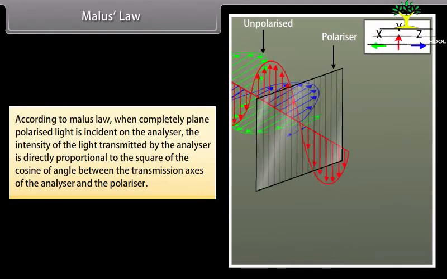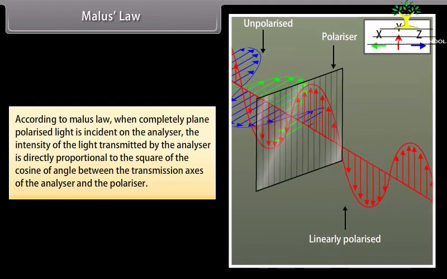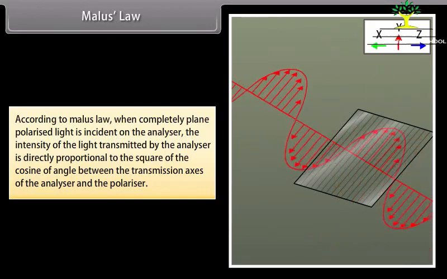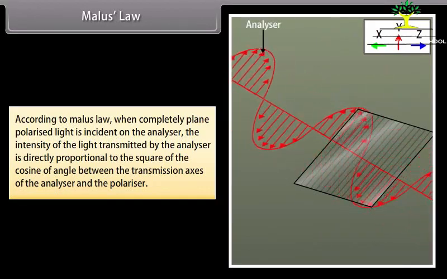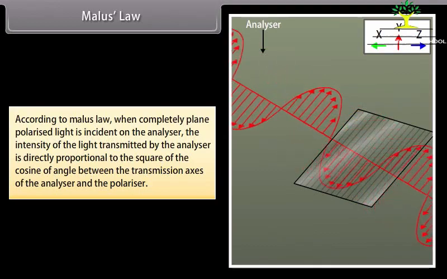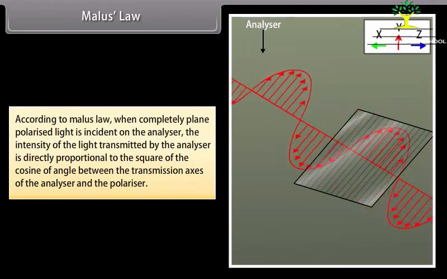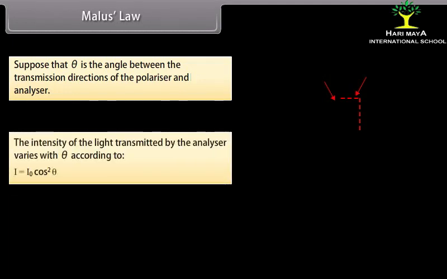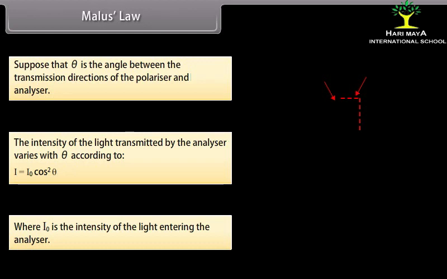According to Malus's Law, when completely plane polarized light is incident on the analyzer, the intensity of the light transmitted by the analyzer is directly proportional to the square of the cosine of the angle between the transmission axes of the analyzer and the polarizer. Suppose that theta is the angle between the transmission directions of the polarizer and analyzer. The intensity of the light transmitted by the analyzer varies with theta according to I equals I naught cos squared theta, where I naught is the intensity of the light entering the analyzer.